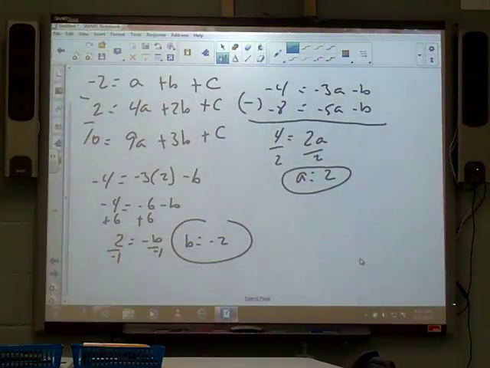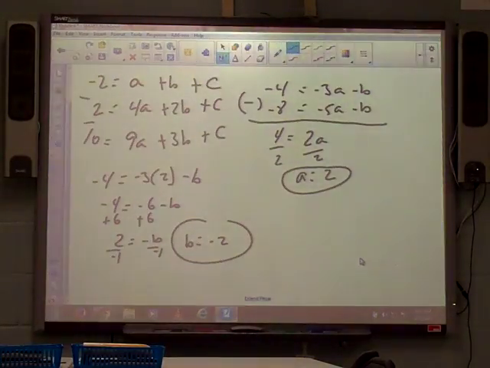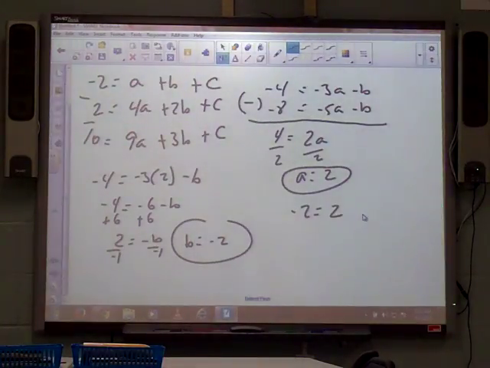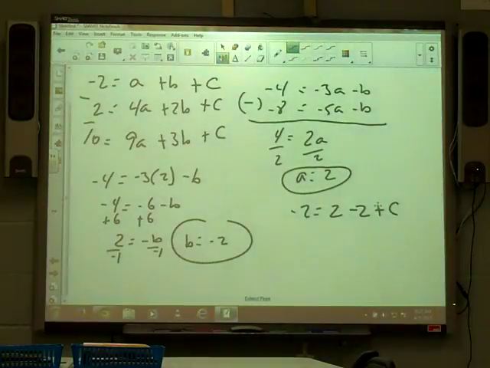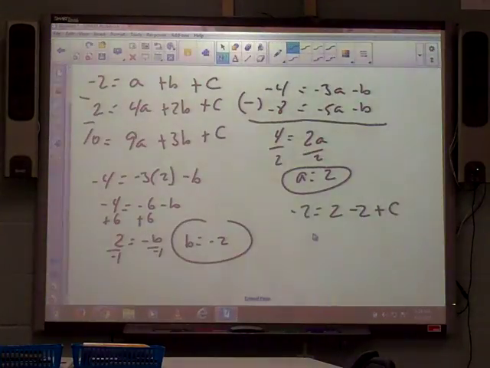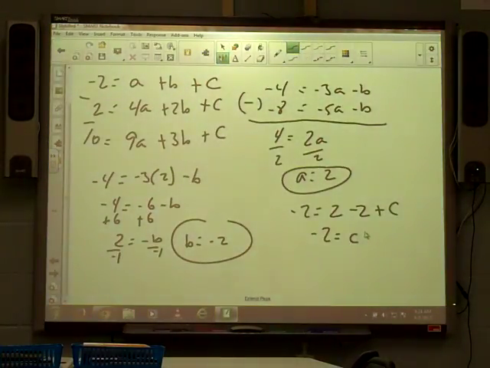We're missing a c, so we got to take our a and b back to one of our original ones to find the c. Is the first one all right with everybody, since it's just ones up there? We got -2 equals a plus b plus c. 2 minus 2 is 0, right? 2 plus -2 is 0, so I just got -2 equals c.